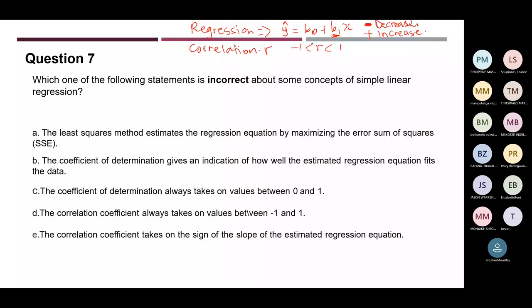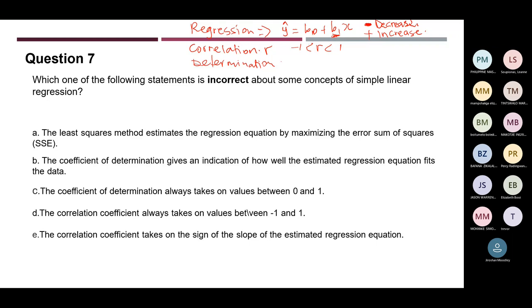Then you have the coefficient of determination. The coefficient of determination tells you the variability in your dependent variable, how much of it is influenced by the variability in your independent variable. So you need to know how to explain that as well.